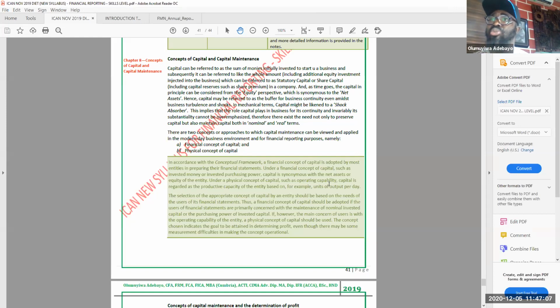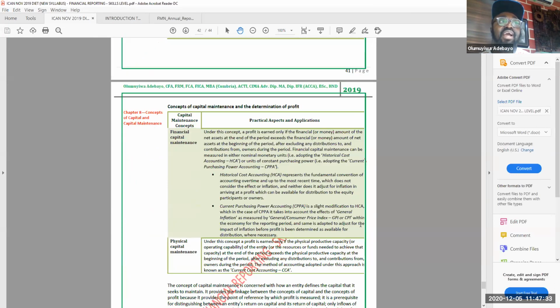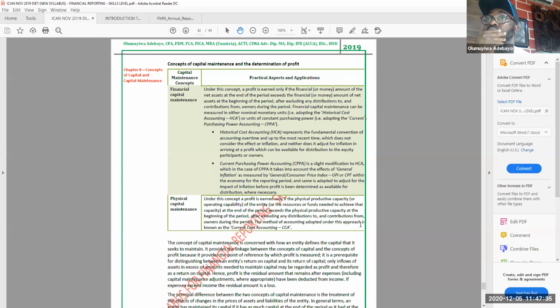What you ensure you do to sustain your business is to always maintain that capital adequately. Since we appreciate what capital plays as a role over the life cycle of a business, how then do we maintain capital? And that leads us to capital maintenance concepts. There are two concepts of capital maintenance. We have the financial concept and we have the physical concept.